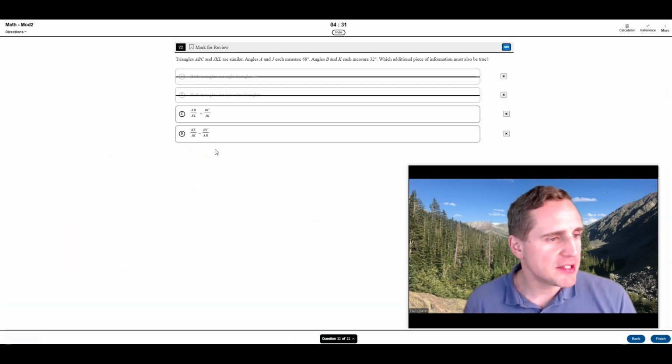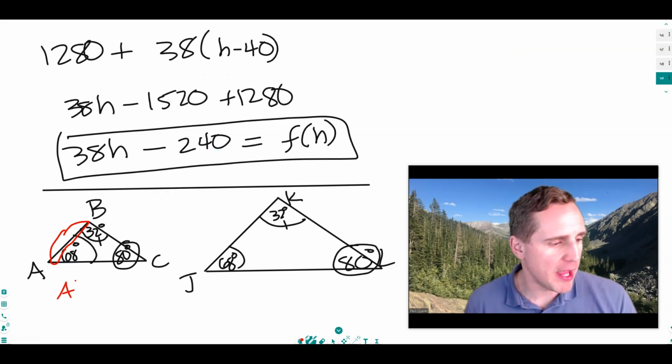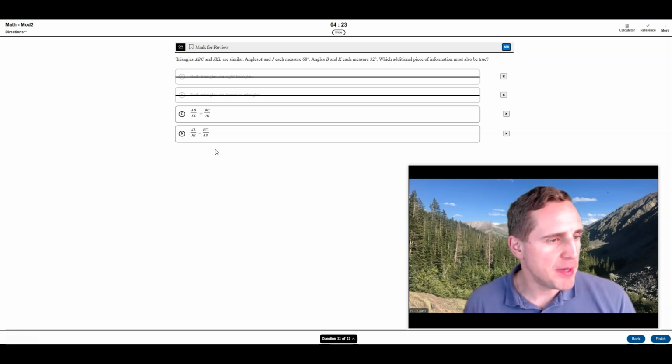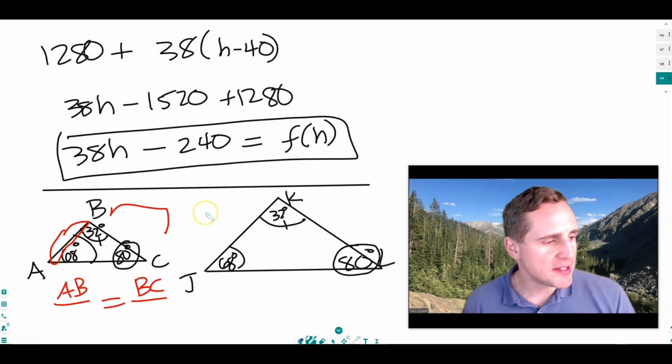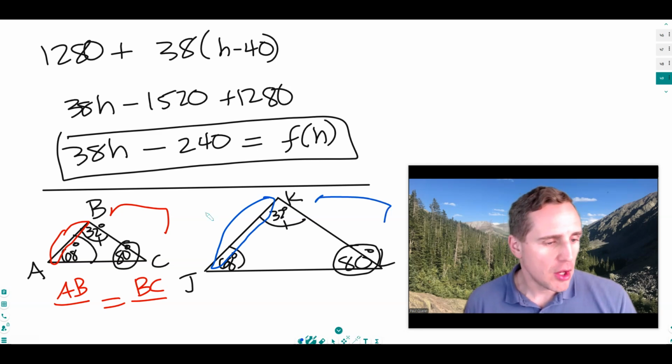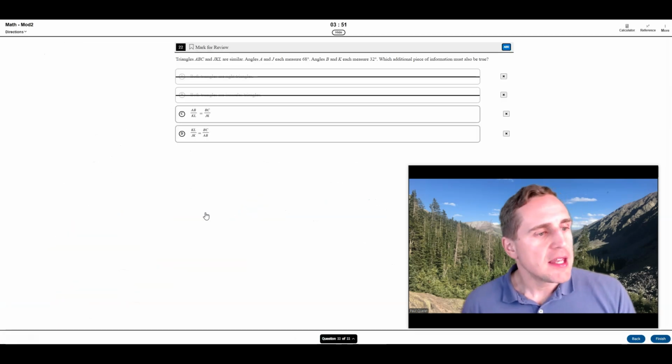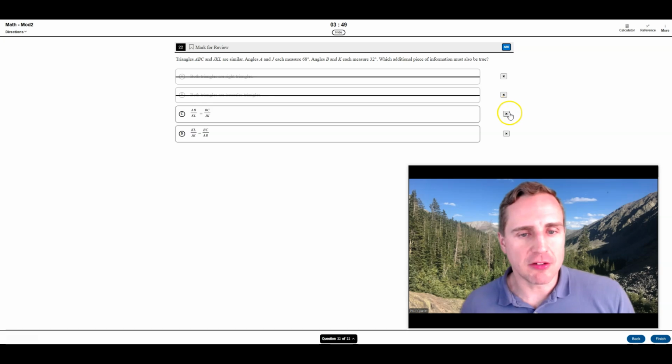So let's consider C as possibly true. AB is to this side, which is BC, okay? So that's the side across from the 80-degree angle is to the side across from the 60-degree angle, as it should be this compared to this. So it'd be JK is to KL. Yes. Now, that means C is incorrect, it looks like.